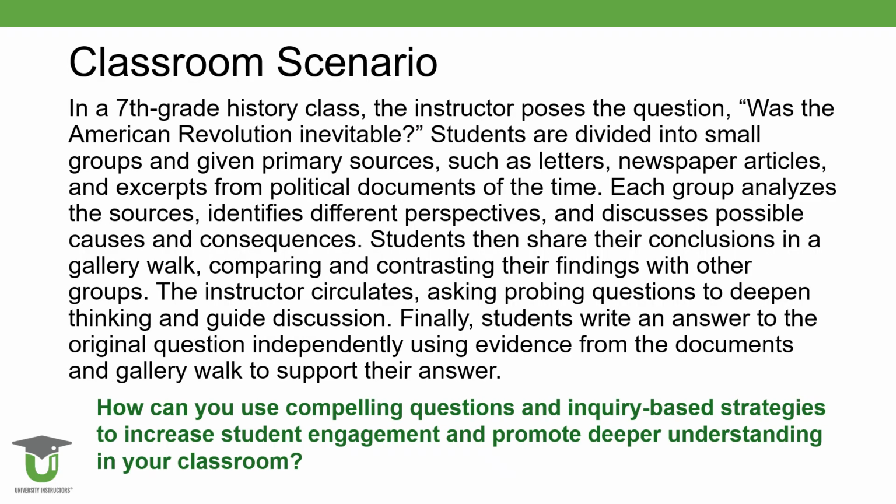Here's another classroom scenario. In a 7th grade history class, the instructor poses the question, was the American Revolution inevitable? Students are divided into small groups and given primary sources, such as letters, newspaper articles, and excerpts from political documents of the time. Each group analyzes the sources, identifies different perspectives, and discusses possible causes and consequences.